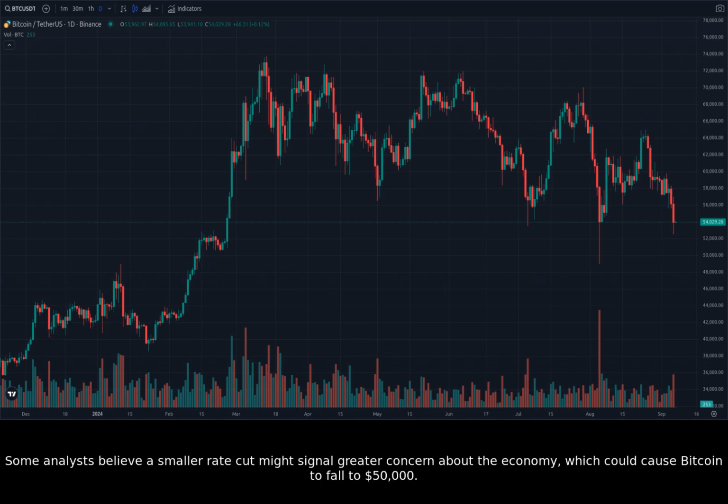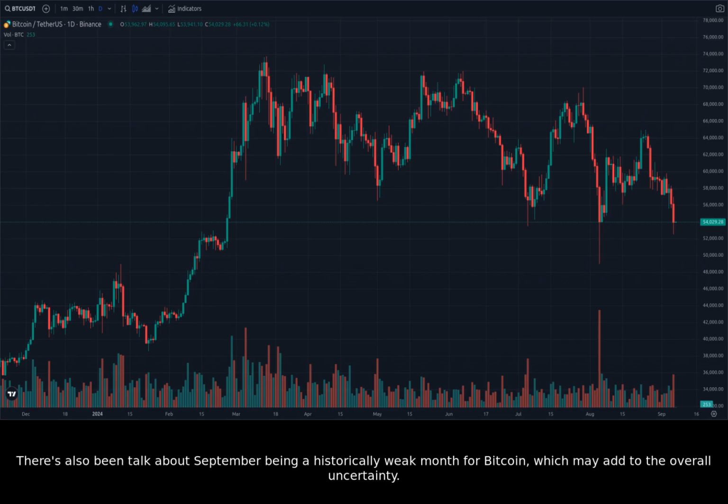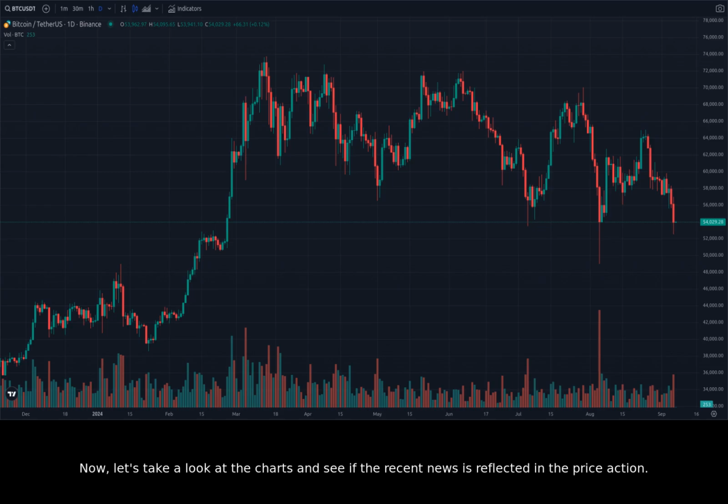Some analysts believe a smaller rate cut might signal greater concern about the economy, which could cause Bitcoin to fall to $50,000. Meanwhile, others believe a smaller cut could be more favorable for risk assets like Bitcoin and could push prices higher. There's also been talk about September being a historically weak month for Bitcoin, which may add to the overall uncertainty.